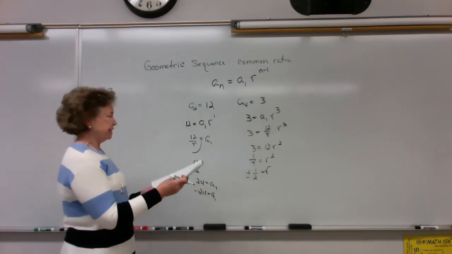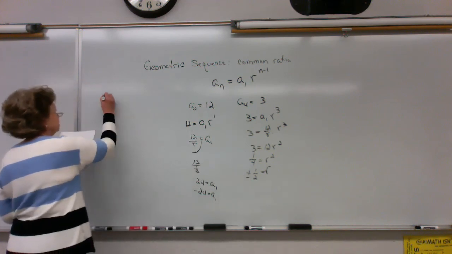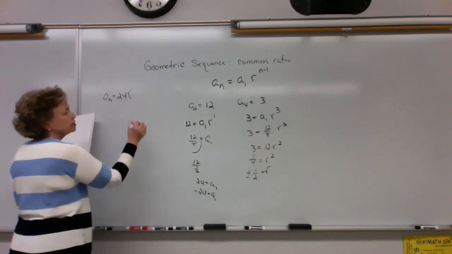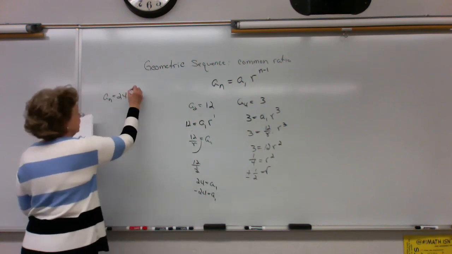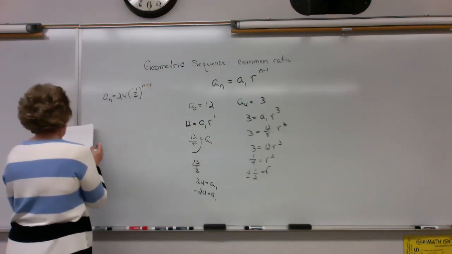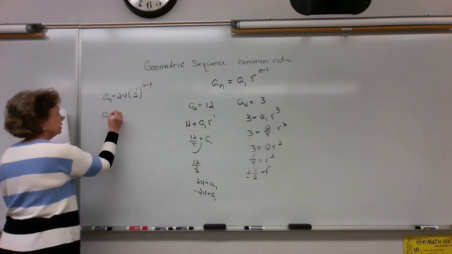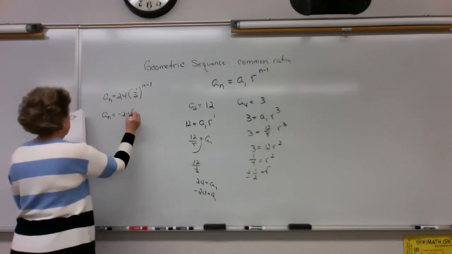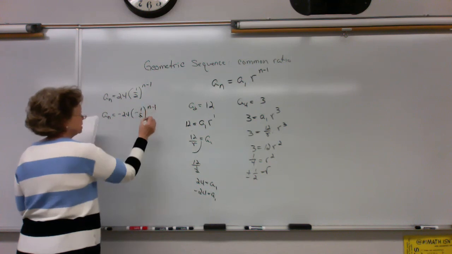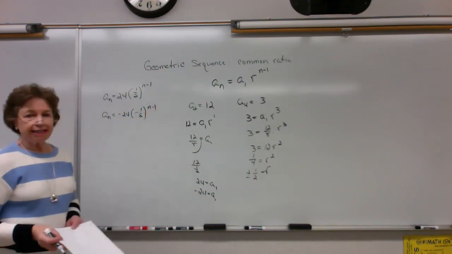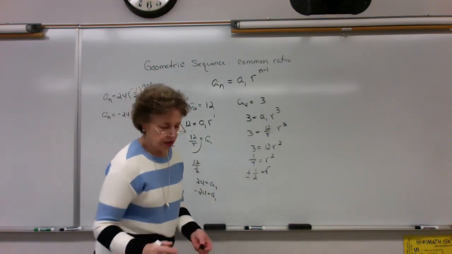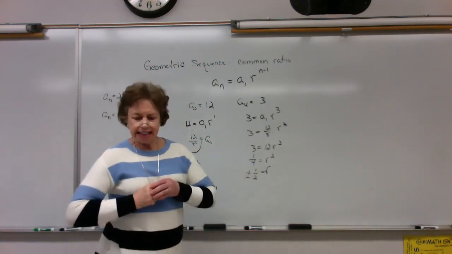And I have two sequences. One sequence looks like a sub n is the positive 24 times r, which we now know was 1/2 if I'm using the positive, to the n minus 1. Or a sub n was negative 24 times negative 1/2 to the n minus 1. Two sequences because I had plus or minus two values. That's where this lesson is going to stop.